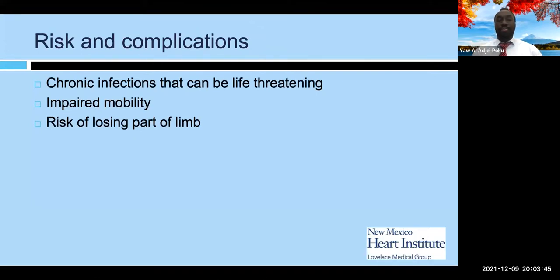Some of the risks and complications of this condition include chronic infections that can potentially be life-threatening, impaired mobility, an inability to walk around because of these symptoms. And patients can be at risk for losing either their limb or part of their limb when they have peripheral vascular disease. So the important thing is to catch this diagnosis early. You don't want to be in a situation where this particular issue is not addressed, and you run the risk where the blockage is too severe, and you run the risk of losing your leg or part of your leg.